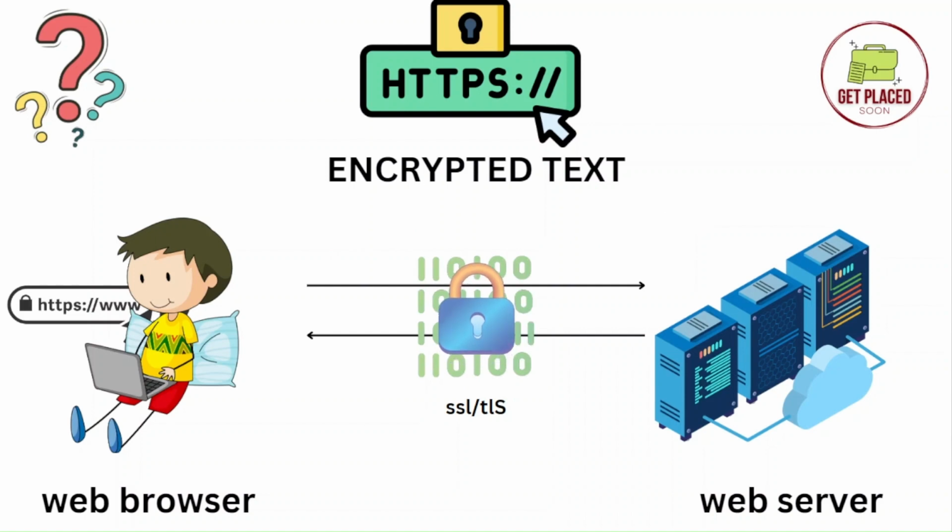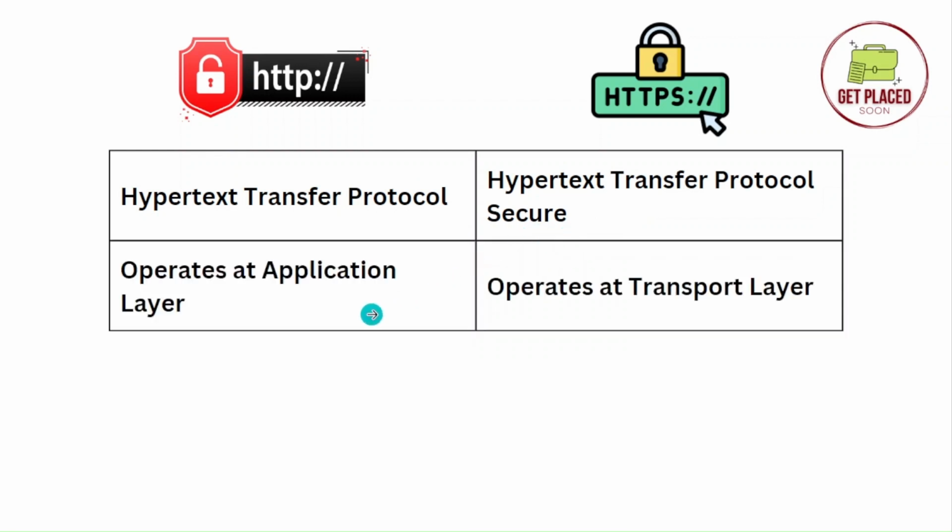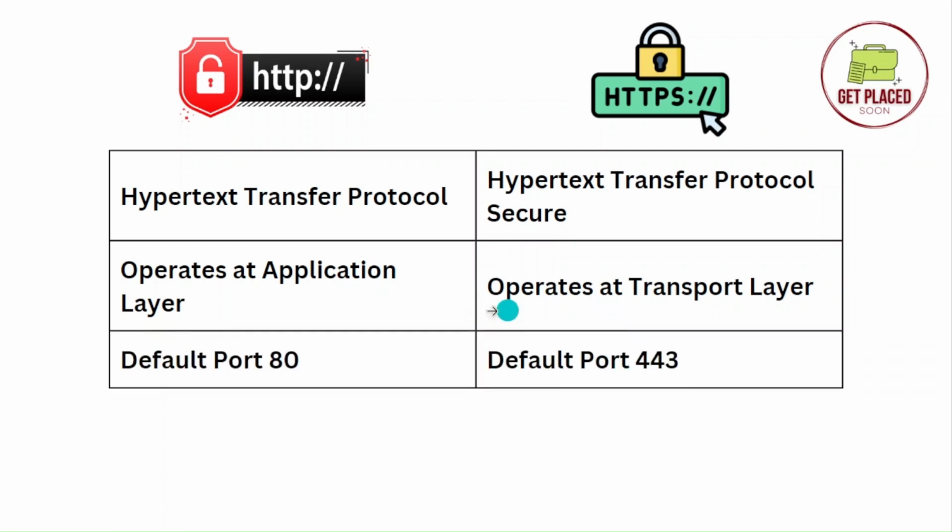Now let's see the differences between HTTP and HTTPS. As we already discussed, HTTP is a hypertext transfer protocol. Protocol means a set of rules. HTTPS is an add-on version of HTTP with the secure option. HTTP operates at the application layer, whereas HTTPS operates at the transport layer. By default, the port of HTTP is 80 and by default, the port of HTTPS is 443.